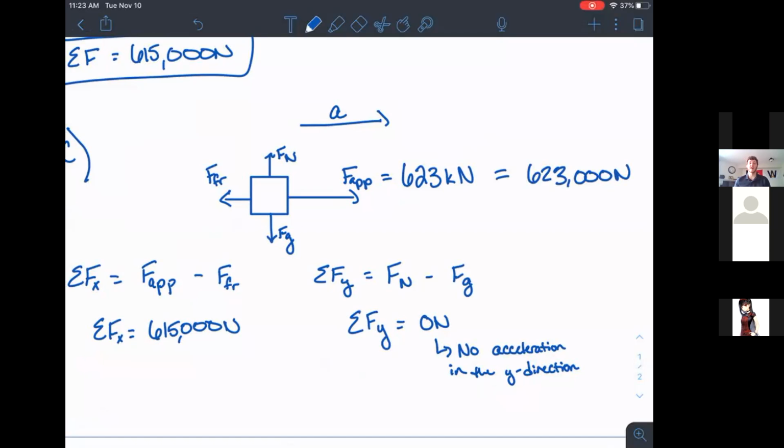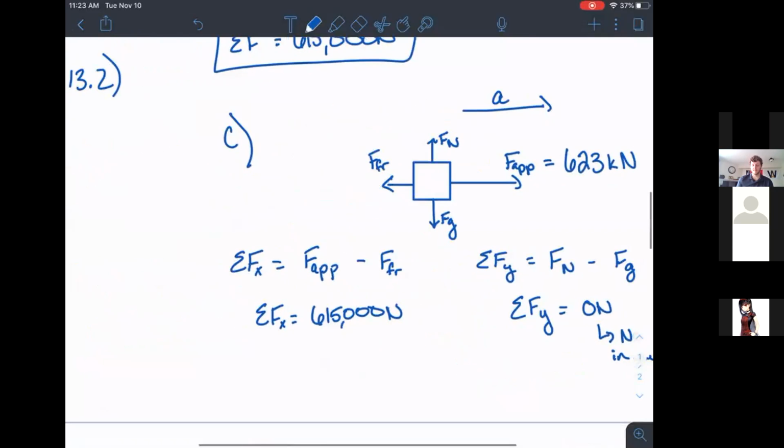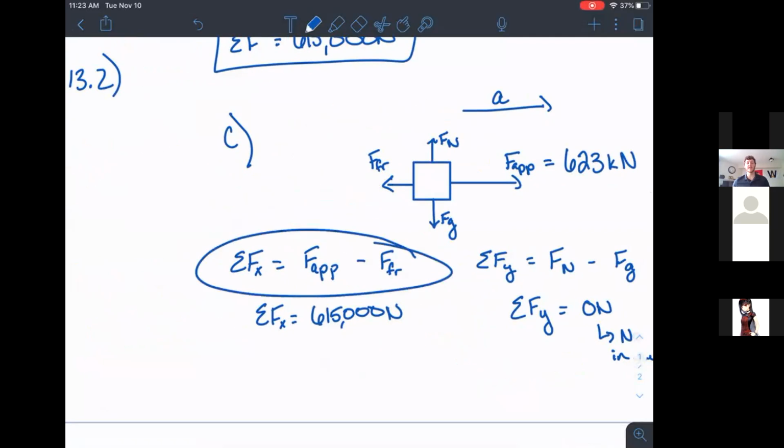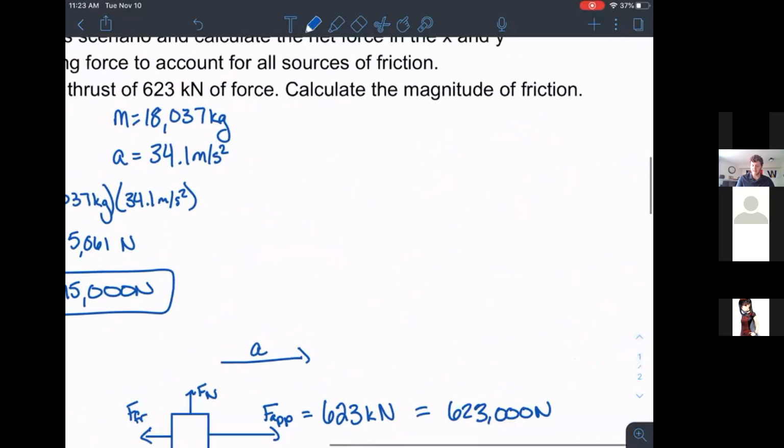And how are we going to find our frictional force? 615,000 equals the parenthesis minus force friction. We just plug them in. Exactly. We're going to use this one right here because we know our sum of our forces in the x direction is our applied minus our force of friction. If we know the sum of our forces in the x direction and we know our applied force, we can then solve for our force of friction. So for part D, our sum of our forces in the x direction equals our applied force minus our force of friction.